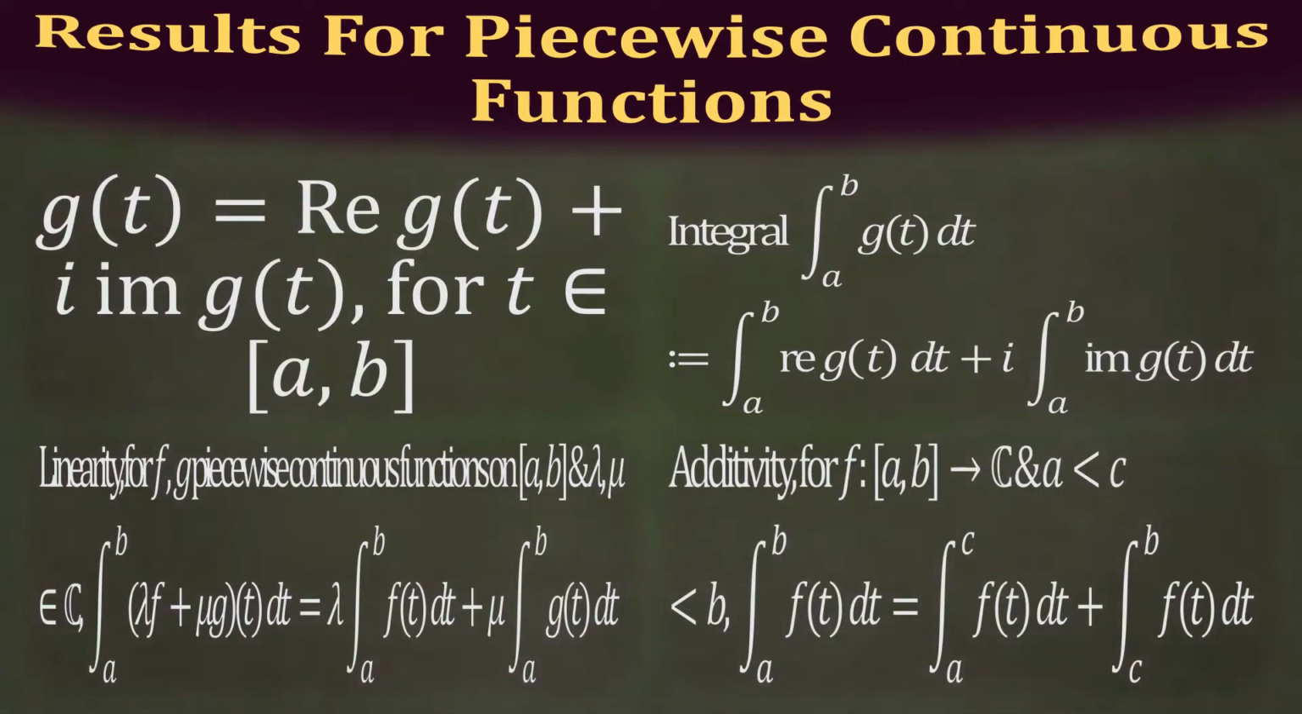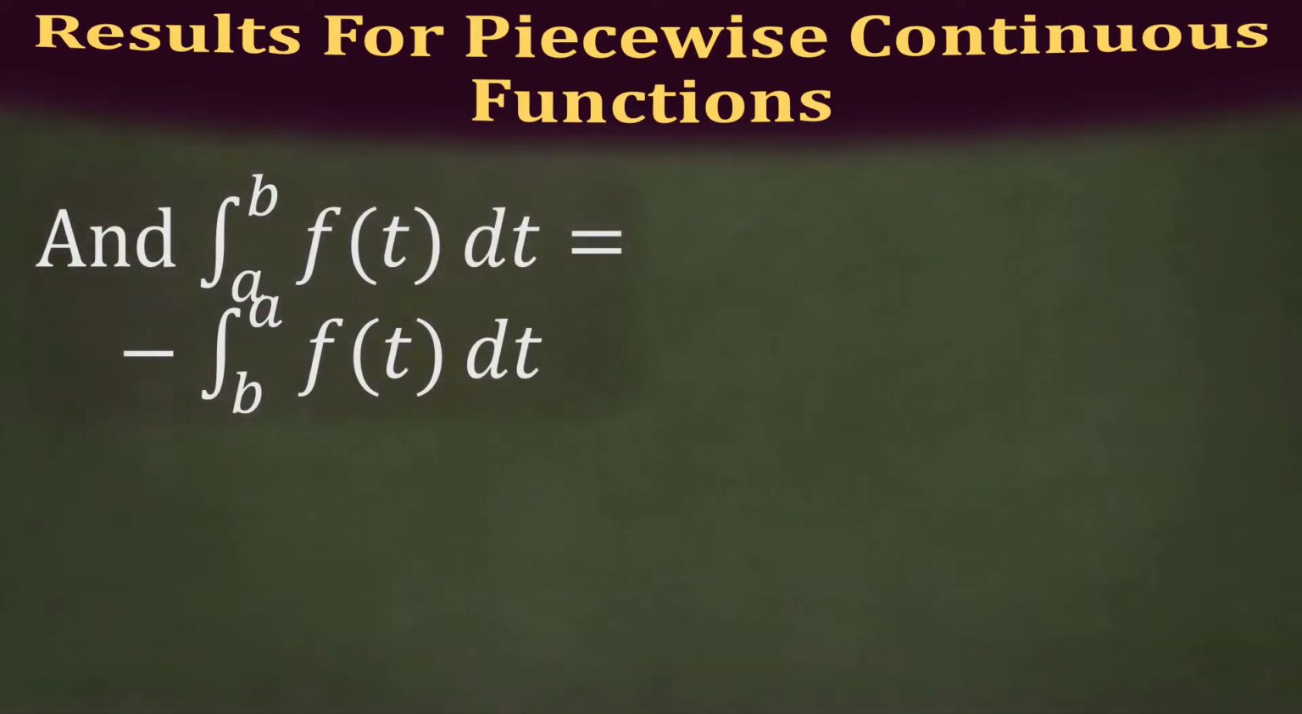For f from [a, b] to the complex numbers and a less than c less than b, the integral from a to b of f of t dt is equal to the integral from a to c of f of t dt plus the integral from c to b of f of t dt. Also, we have that the integral from a to b of f of t dt is equal to minus the integral from b to a of f of t dt.